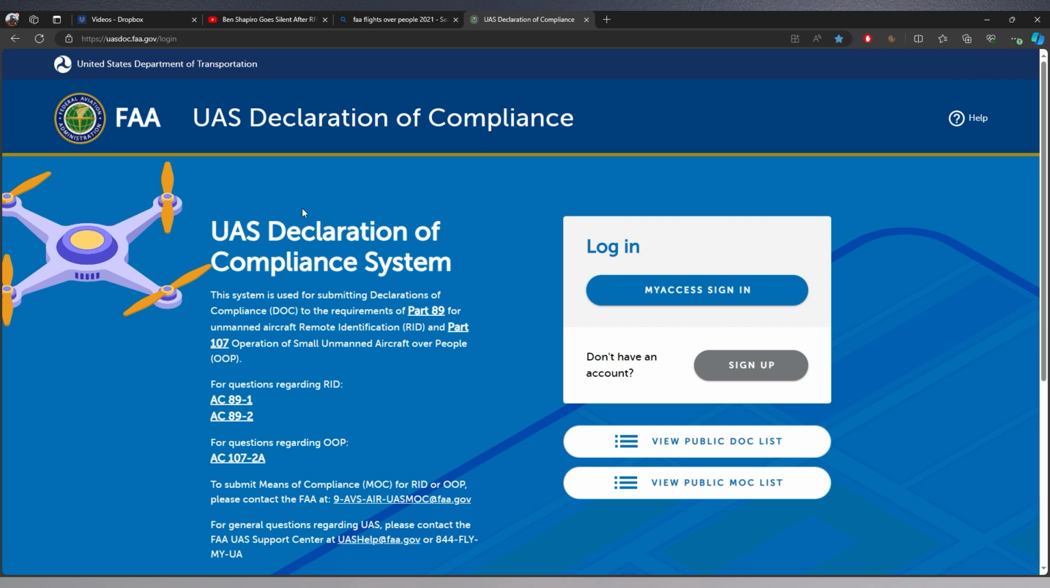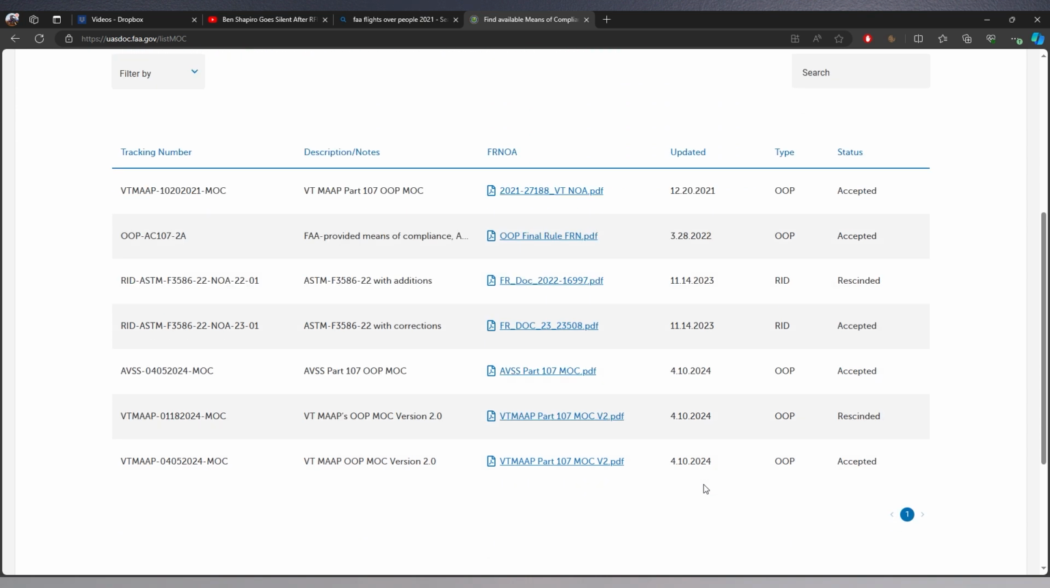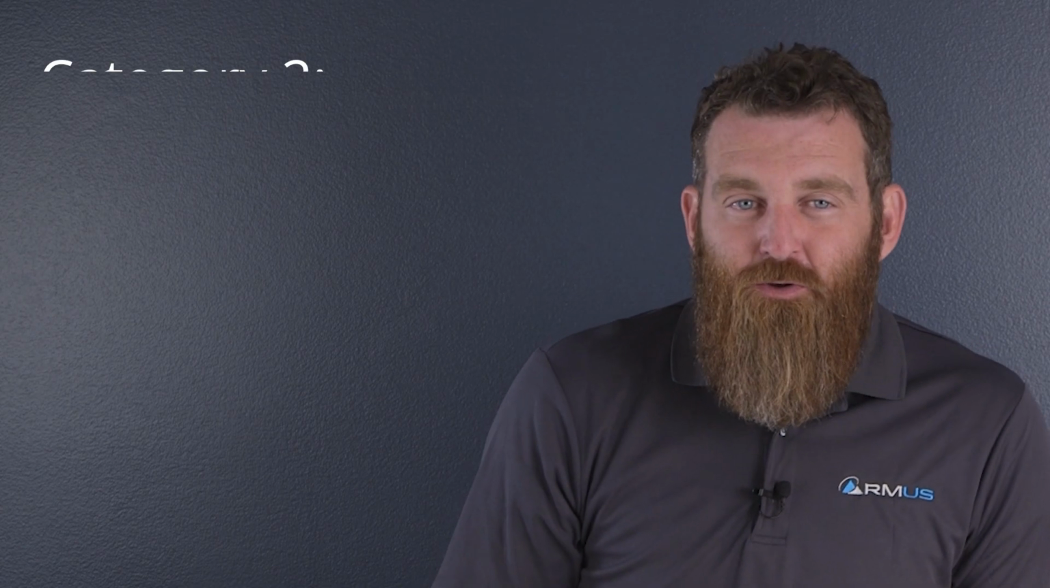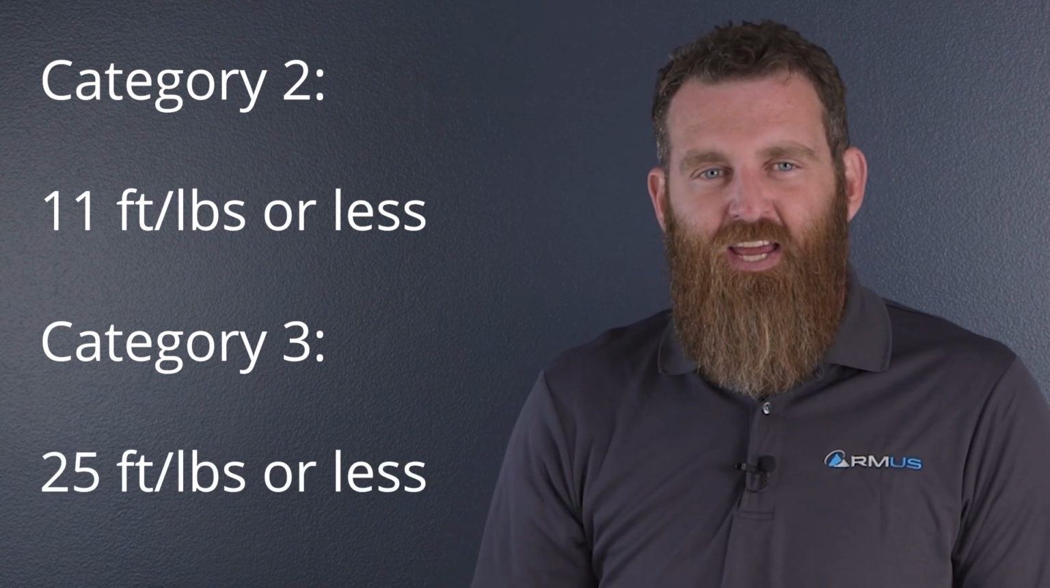For any aircraft weighing more than 0.55 pounds, you're looking at a Category 2, 3, or 4 operation. Additionally, for these categories, your aircraft or other equipment you use to satisfy requirements must be accepted by the FAA and appear on the FAA's Declaration of Compliance website, uasdoc.faa.gov. Category 2 states that to fly over people, your aircraft must not transfer more than 11 foot-pounds of kinetic energy upon impact.